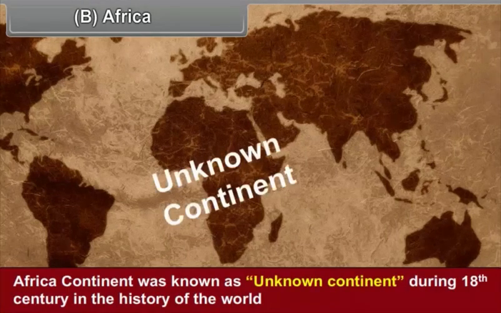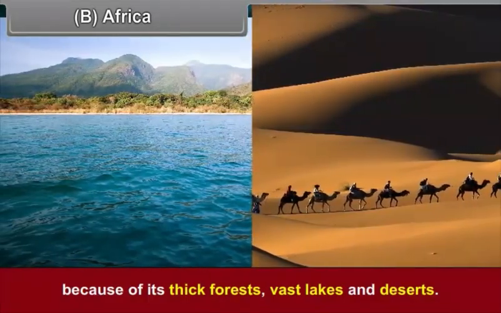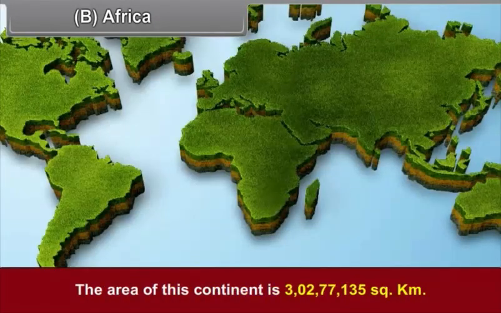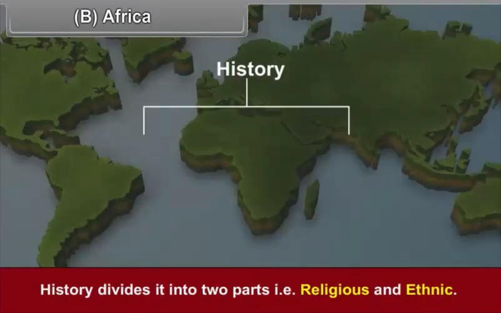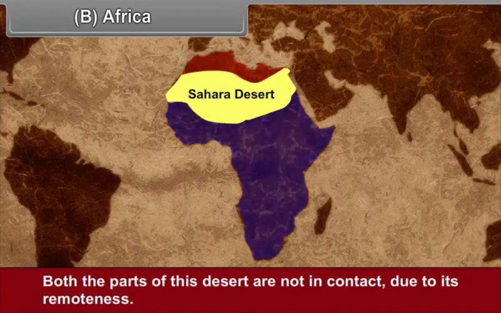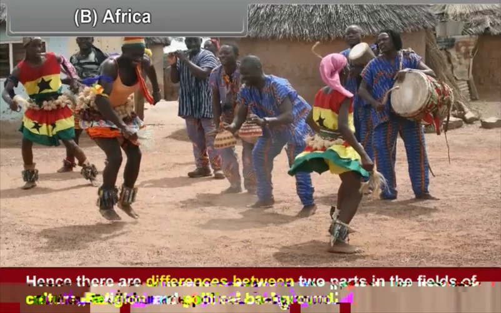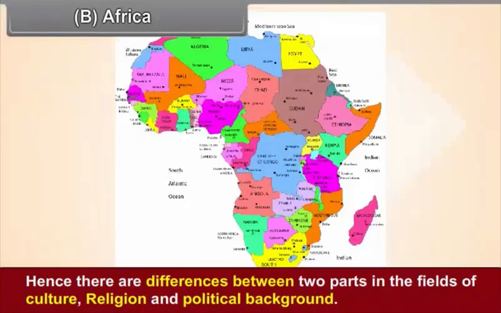The African continent was known as the unknown continent during the 18th century in the history of the world because of its thick forests, vast lakes and deserts. The area of this continent is 3,277,135 square kilometers. History divides it into two parts, that is, religious and ethnic. The continent is divided into two parts due to the Sahara Desert. Both the parts of this desert are not in contact due to its remoteness. Hence, there are differences between the two parts in the fields of culture, religion, and political background.